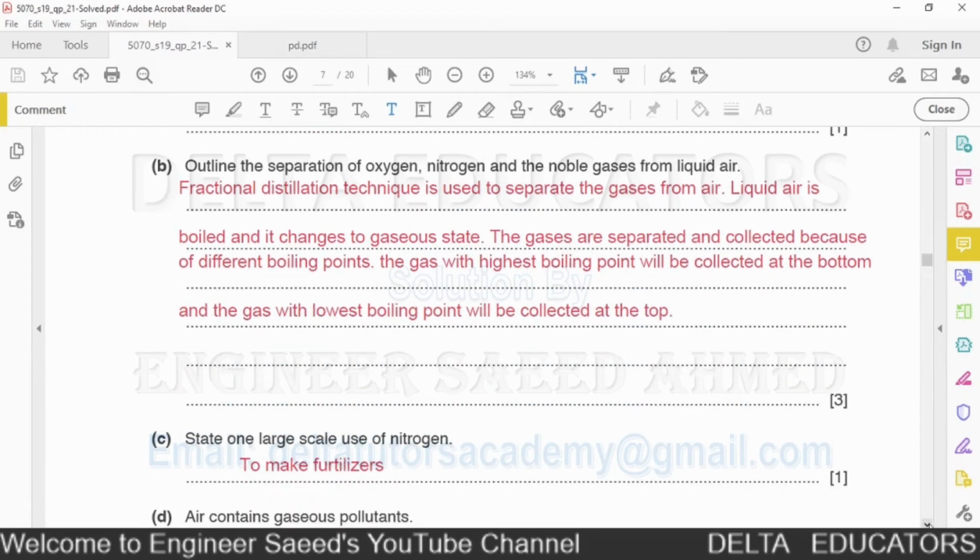Part B. Outline the separation of oxygen, nitrogen and noble gases from liquid air. From liquid air, we can separate oxygen, nitrogen and noble gases by using the technique of fractional distillation. What we have to do in fractional distillation? In fractional distillation, the liquid air is boiled and it changes to gaseous state. These gases are separated and collected because of different boiling points. The gas with highest boiling point will be collected at the bottom and the gas with lowest boiling point will be collected at the top.